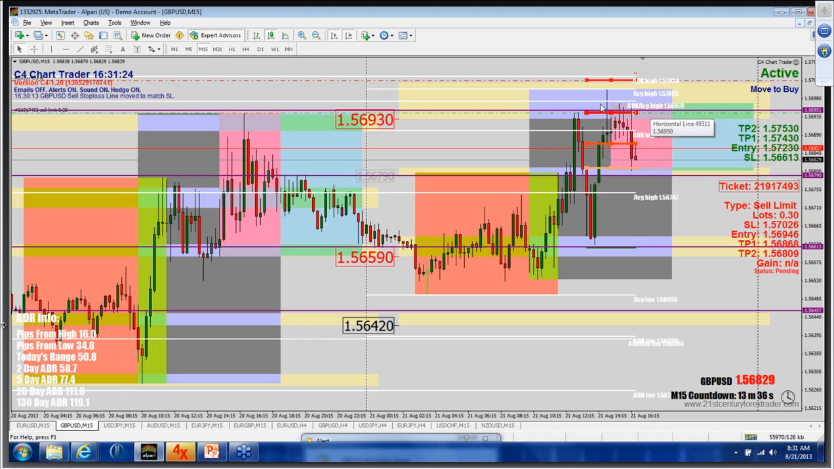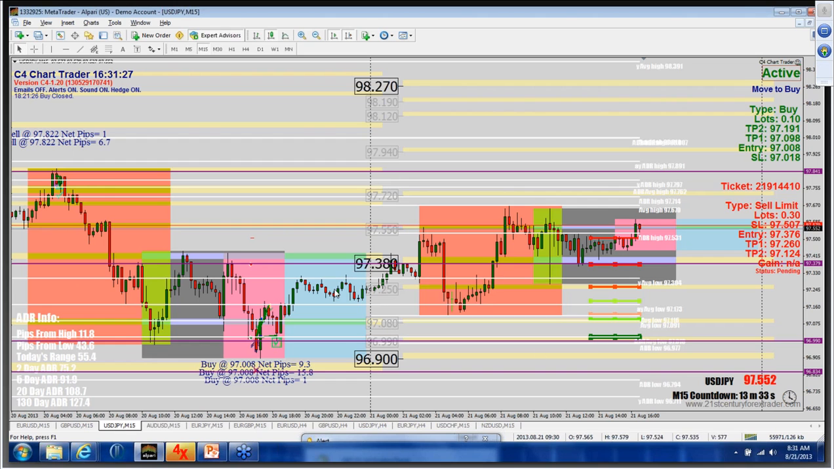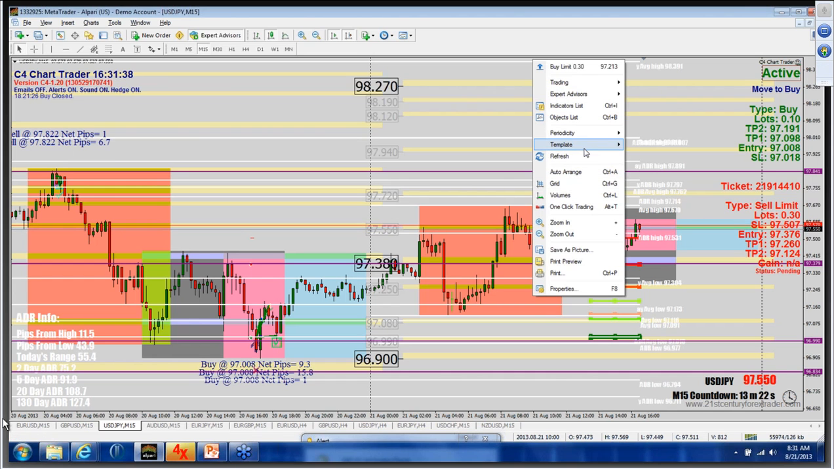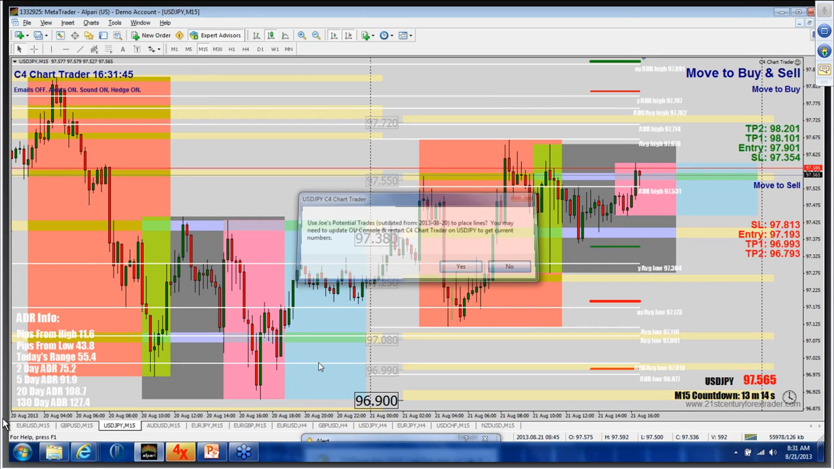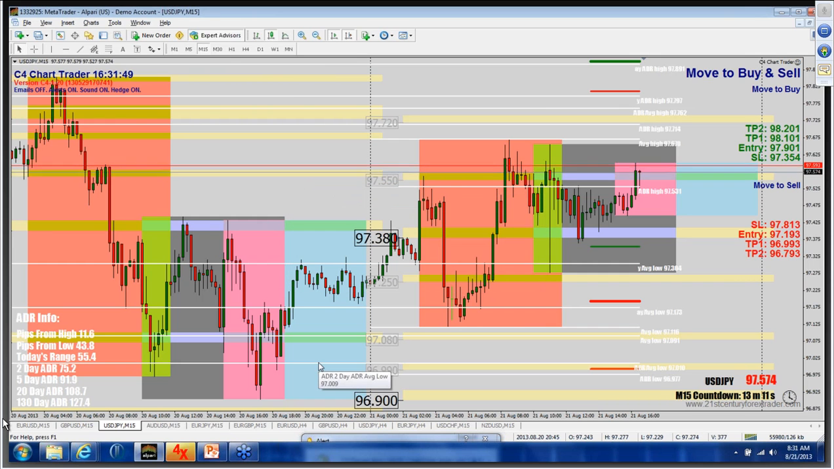So the last one we'll do, and I'll turn it over to Forex Joe, is the U.S. yen. And same thing here. We did get some pips yesterday on this U.S. yen, all total about 25, 26 pips. Let's just go ahead and reset the chart so we're fresh. And U.S. yen currently is trading at 97.57.